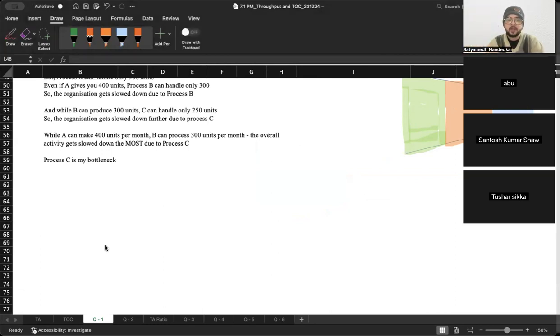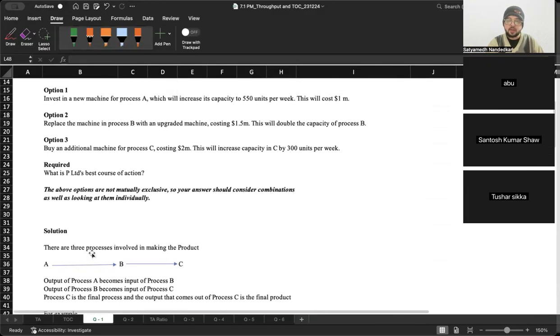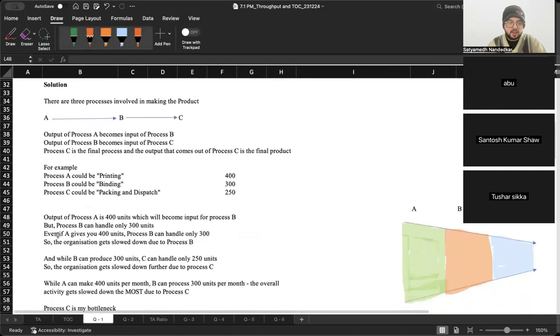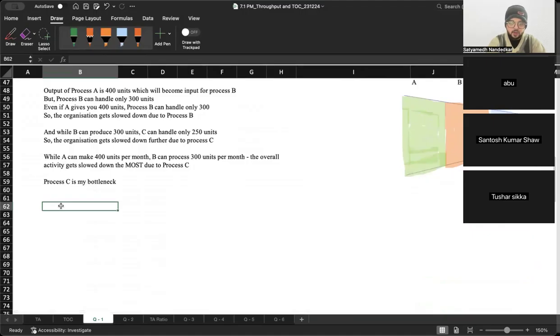I'll have to deal with process C first. And what are the three options? Option 1 deals with something for process A, option 2 deals with some activity for process B, and option 3 deals with doing something for process C. Option 3 says buy an additional machine for process C costing 2 million. This will increase capacity in C by 300 units per week.